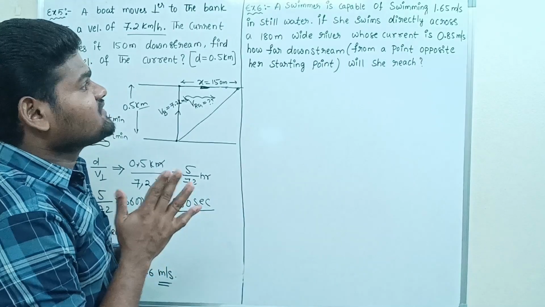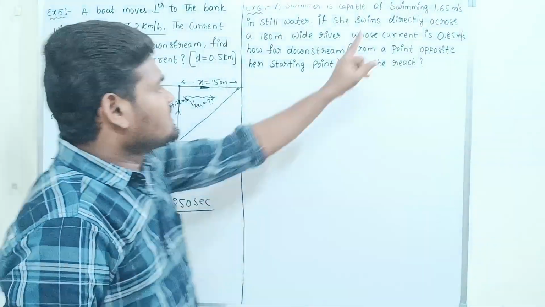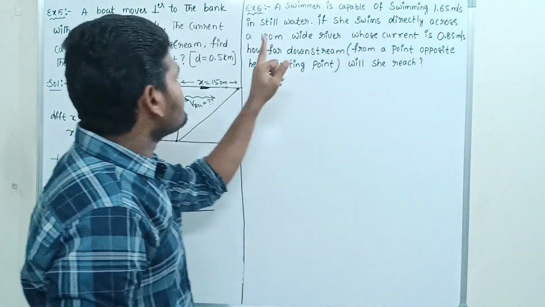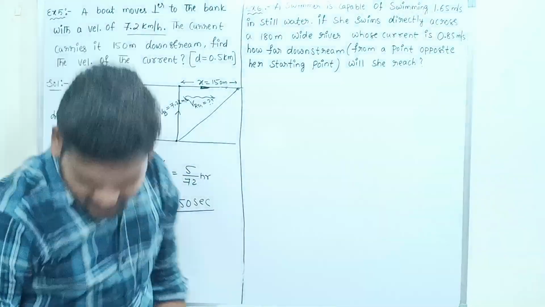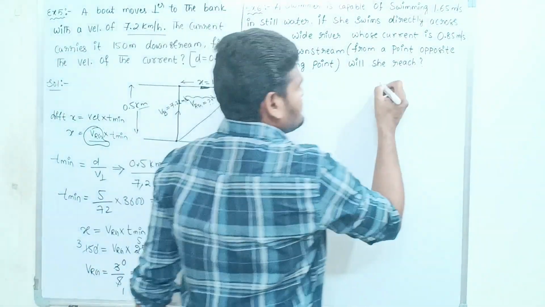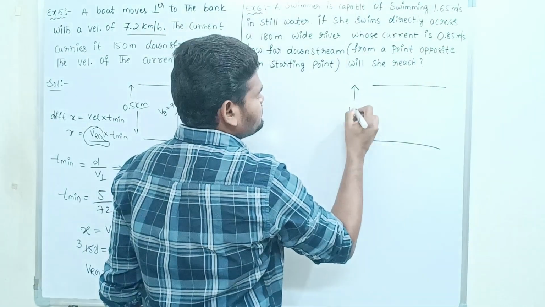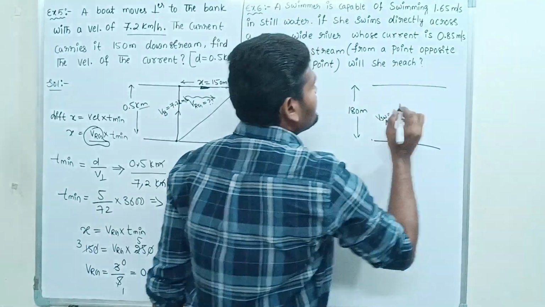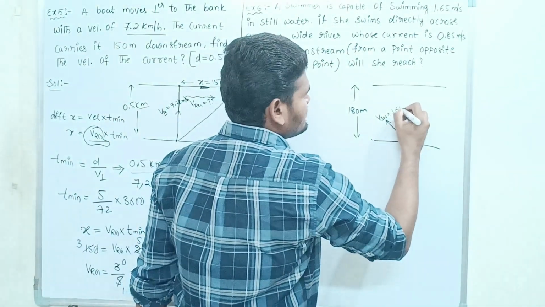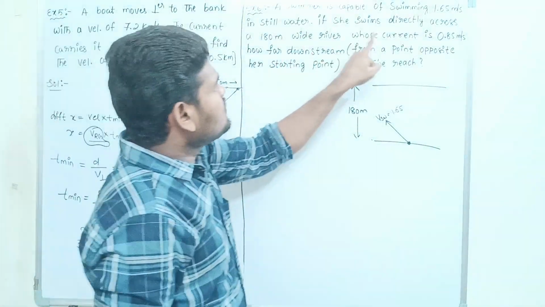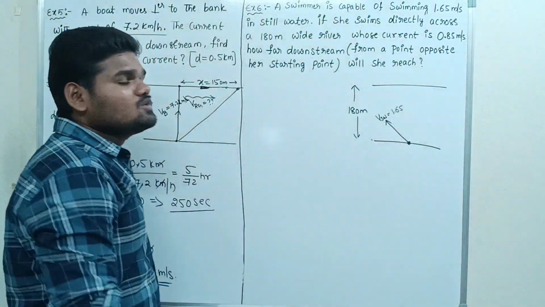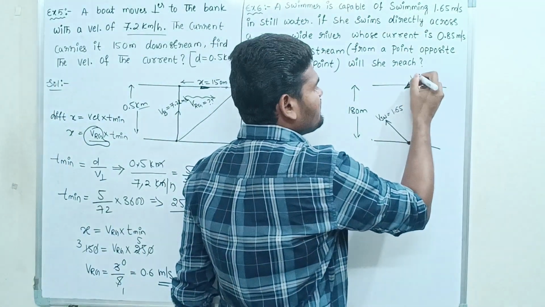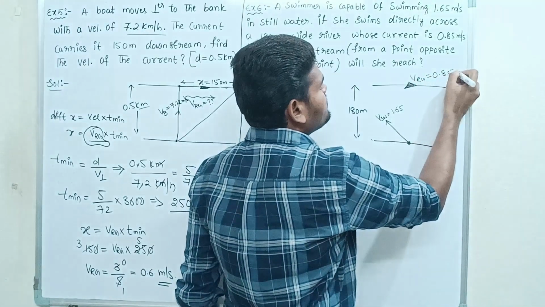A swimmer is capable of swimming 1.65 meter per second. So the velocity of swimmer is given. In still water, if she swims directly across a 180-meter wide river, so they have given the width of the river as 180 meters. The velocity of swimmer with respect to water is given as 1.65 meter per second. Whose current is 0.5 meter per second. Current means the direction of flow of river, so the velocity of river with respect to ground is 0.85 meter per second.